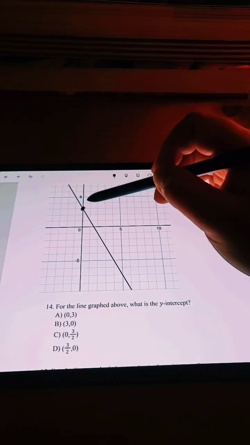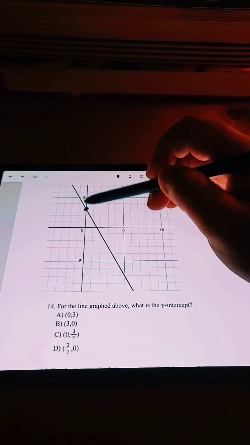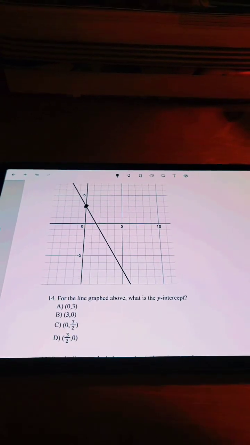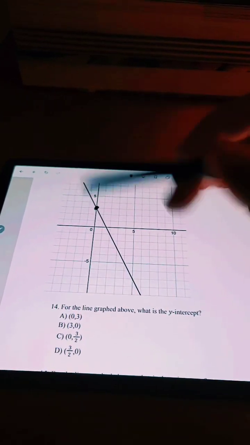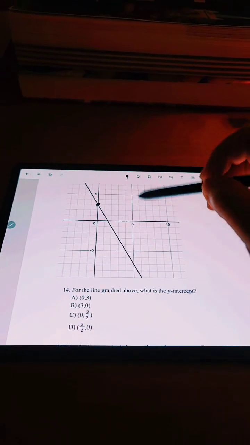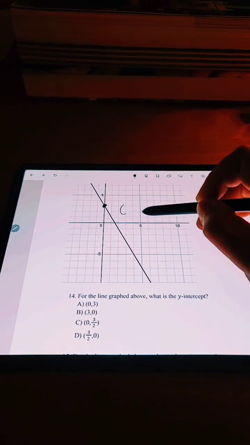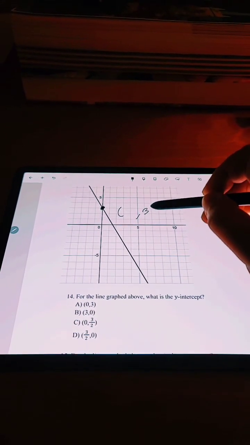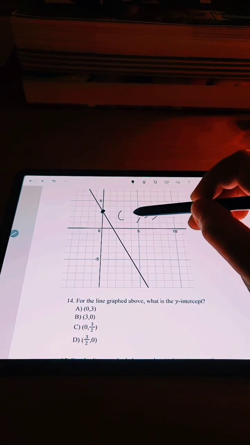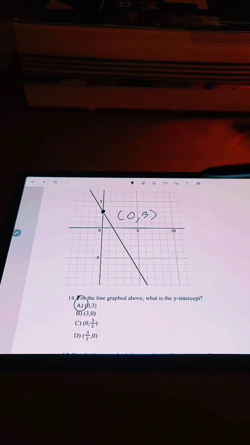Each of these squares represents 1. You want to be careful and check that scale because sometimes it's not that easy. Sometimes they have it going up by 2 or something like that. But this happens to just be going up 1 unit each time. So we can say that the y-intercept is 3. Remember, y-intercept is the y value. So the y value is 3 when x is equal to 0. So (0, 3) is the correct answer.